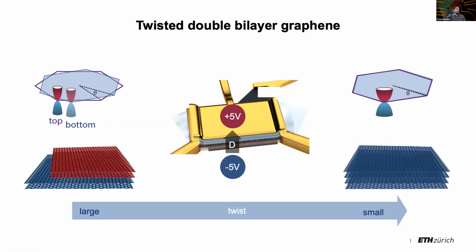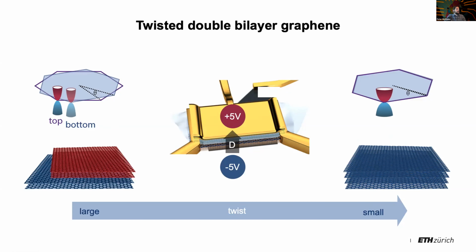So to understand the band structure a bit better, we now look in more detail at the simple sketch that I have shown before. I already said we have two bilayer bands from the top and the bottom layer, and these now form a new mini Brillouin zone.